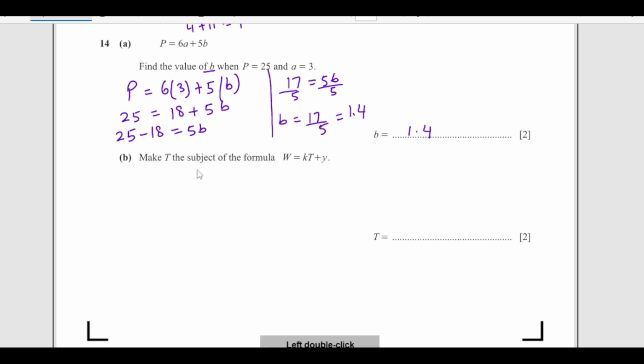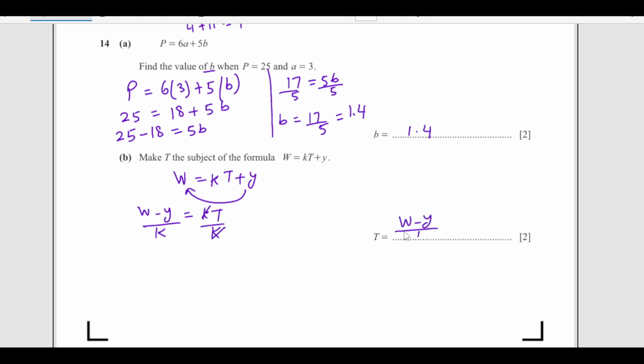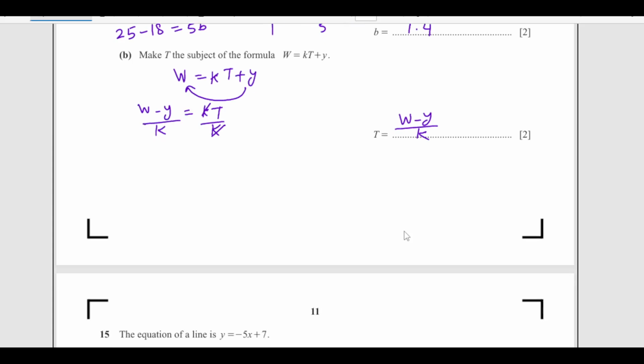Now, make T the subject of the formula. We have W equals K T plus Y, right. Making T the subject, shift everything on the other side that T has with it. So, W minus Y equals K T. Now, we divide by K on both sides, so it is gone. So, you have T equals W minus Y over K, right.